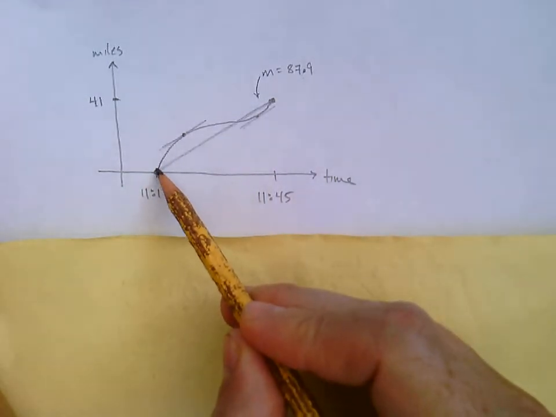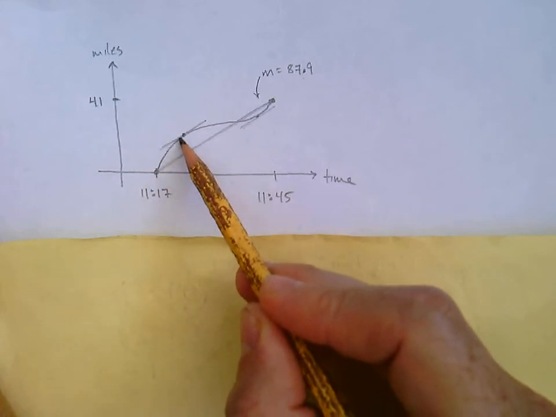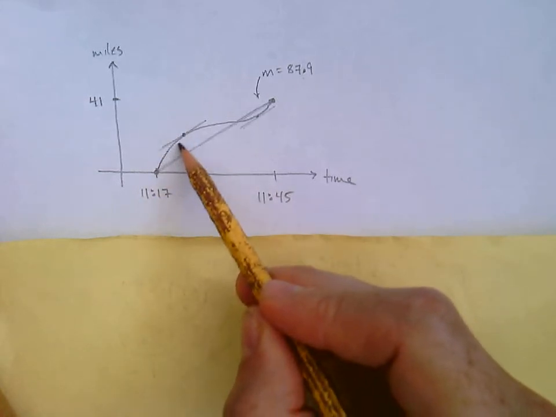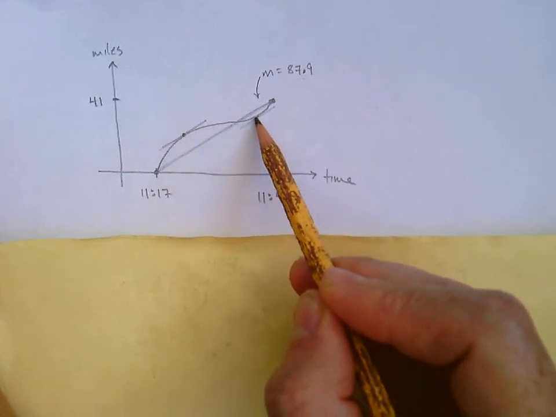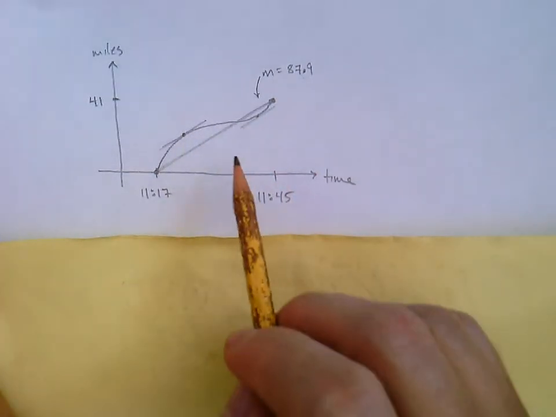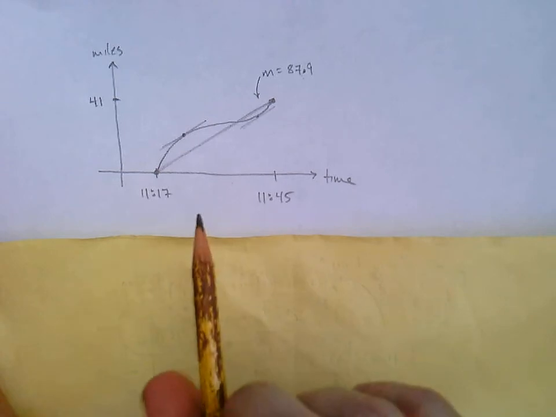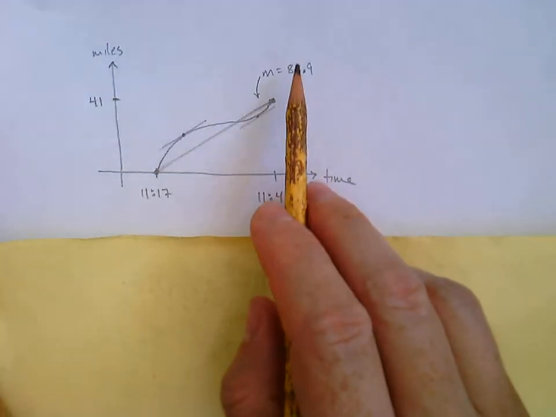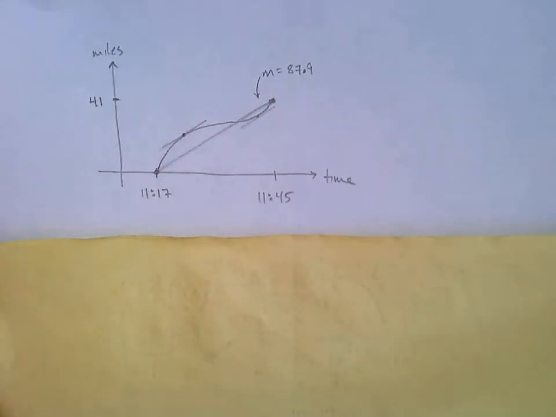Like here, the slope is even steeper. So they were going well over 100 right here, and then they started to slow up, and then they started going again. But we can say without any doubt that they were going this fast at least one point. So there you go.